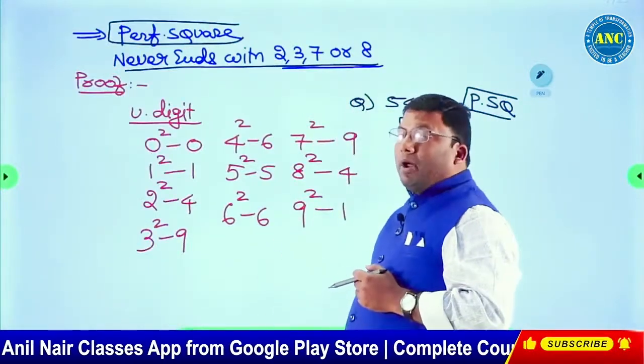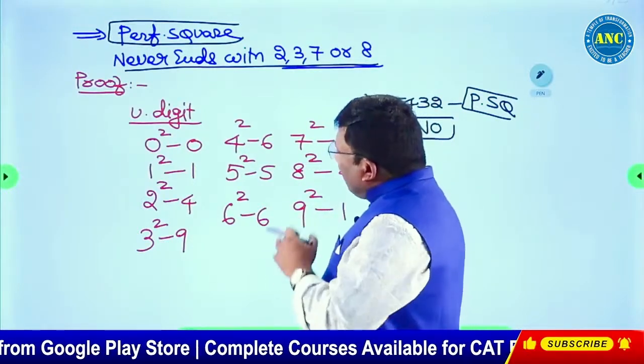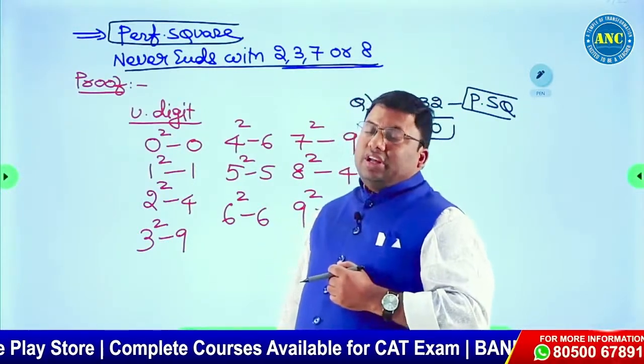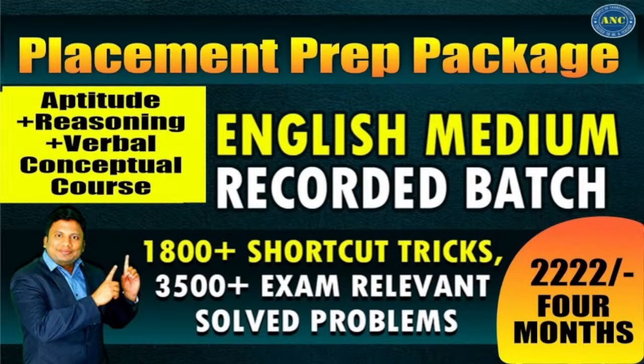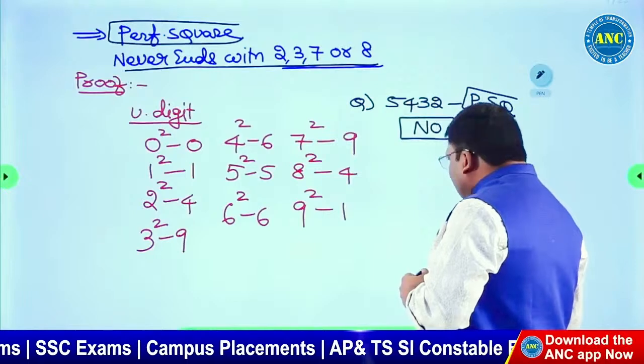Another important property of a perfect square: it never ends with 2, 3, 7 or 8. If it is ending with 2, 3, 7 or 8, you can easily conclude that the number is not a perfect square. Next one.